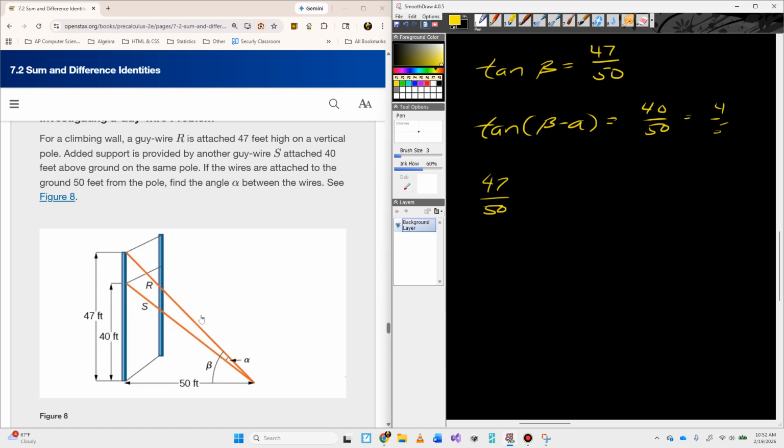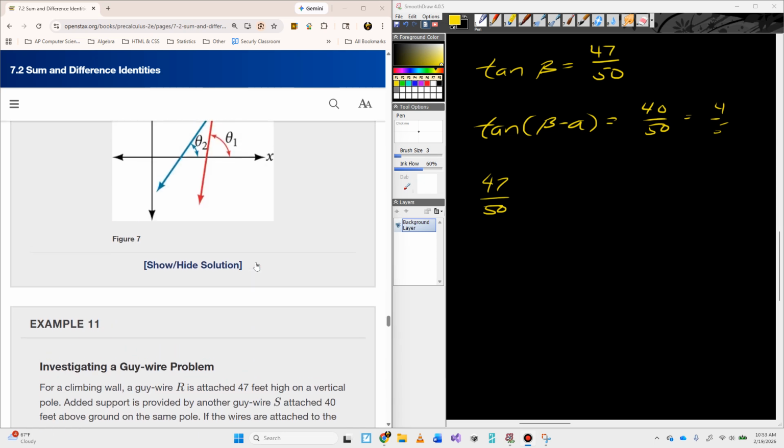So we need to start using some formulas in order to solve this. Because here's the problem. I need to know what beta is, and I need to know what beta minus alpha is, because if I don't know any of those, I'm not going to be able to figure out what the angle is. I know what the value is, I just don't know what the angles are. So I'm going to go ahead and use the formula for tangent that's going to help me with this.